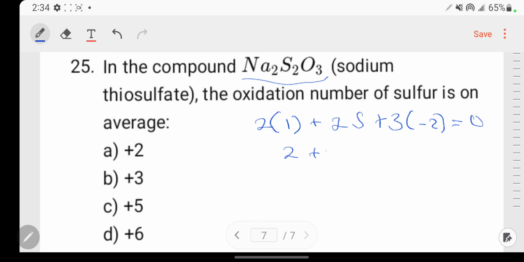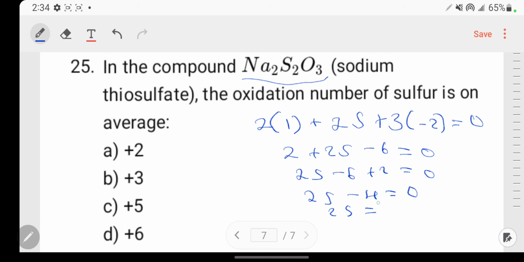So we have 2 plus 2S minus 3 by 2 is 6, should be equal to 0. So we have 2S minus 6 plus 2 should be equal to 0. So 2S minus 4 should be equal to 0. So we have 2S should be equal to 4, 4 over 2. So our S should be equal to +2. So that is how we do calculations.